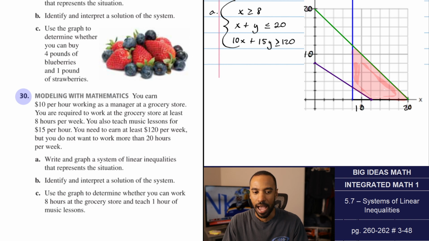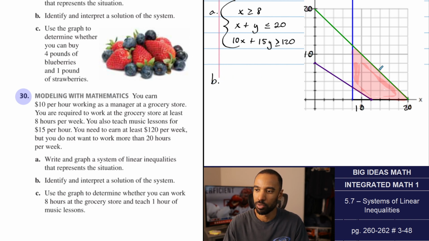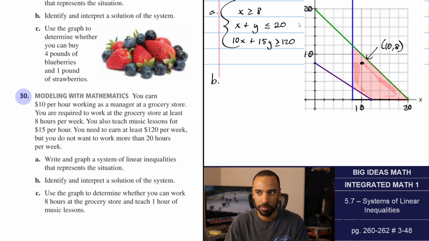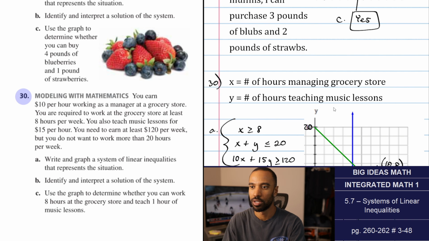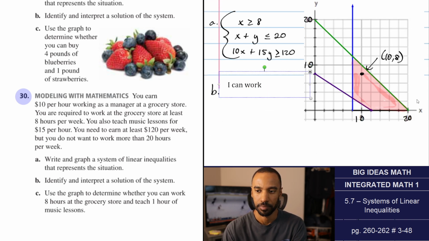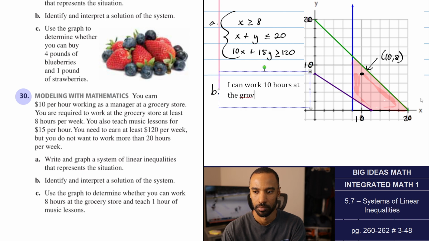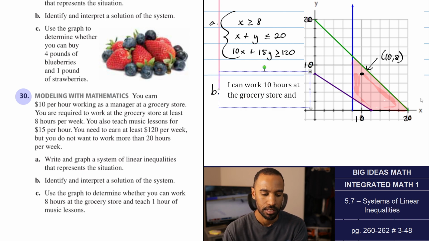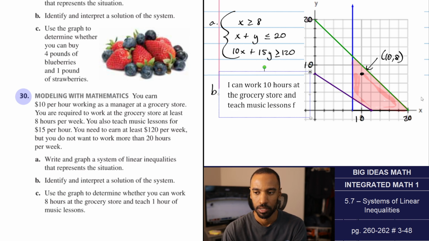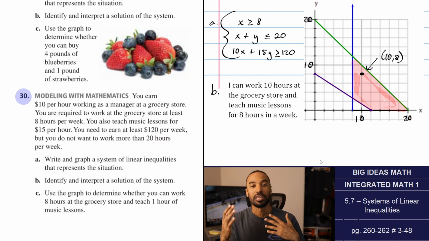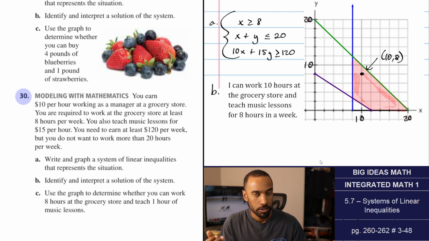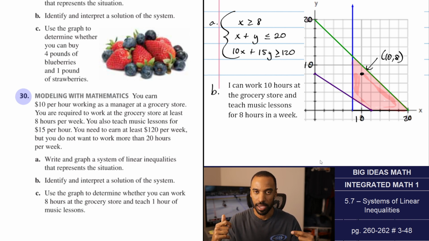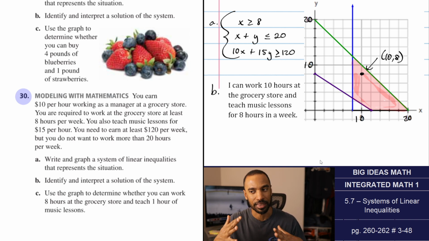Okay, that's part A. Part B, identify and interpret a solution of the system. Let's pull out something like this one right here. This is (10, 8) based on scale. So with everything involved, I can work, is x grocery store? Yes. I can work 10 hours at the grocery store and teach music lessons for 8 hours. Is this in a week? Yeah, in a week. That will keep me above 8 hours at the grocery store. That'll keep me under 20 hours of work, and that'll get me more than $120, right? That's what the shaded region's doing.